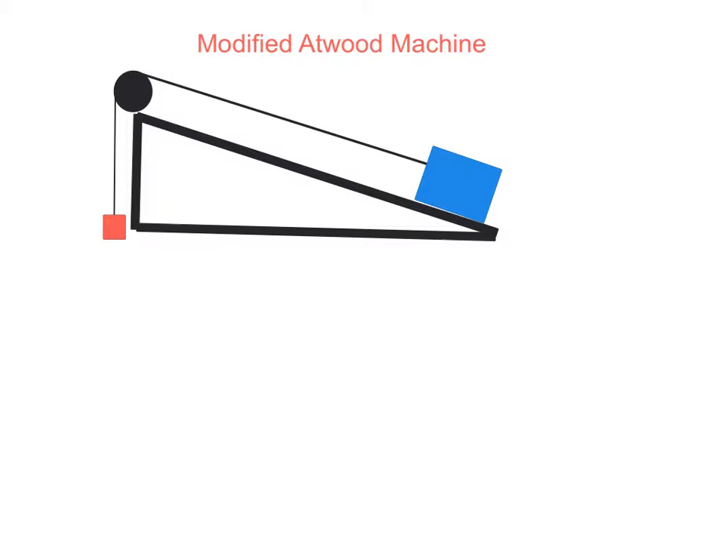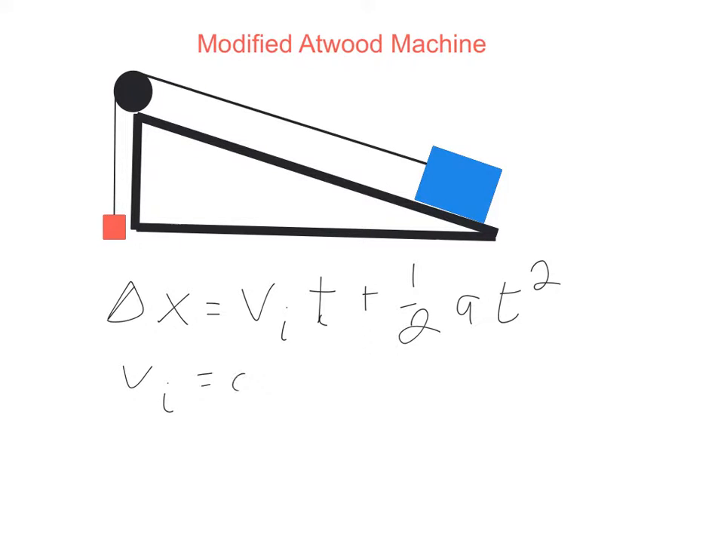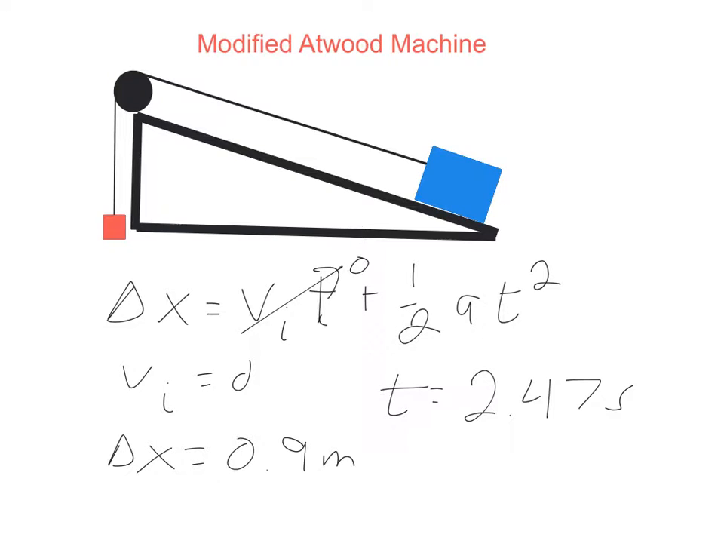The first step in solving the modified Atwood machine problem is to use kinematics to figure out the acceleration of the block. Based on our measurements in class, the initial velocity is 0. The displacement was 0.9 meters. And the time it took to slide up the ramp was 2.47 seconds.